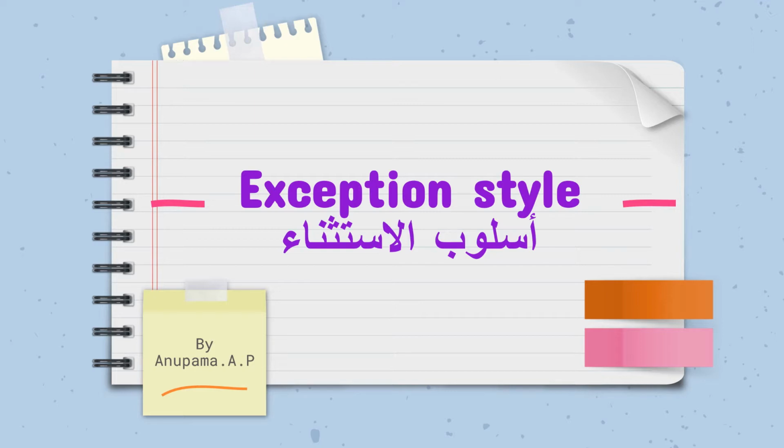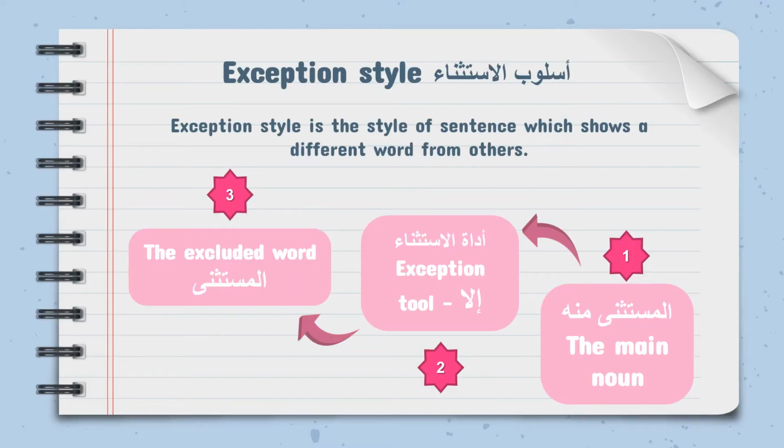Today we are going to learn about exception style. Usloob al-istithna. Exception style is the style of sentence which shows a different word from the others.